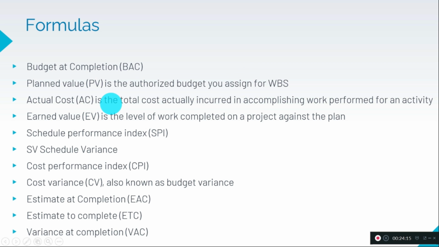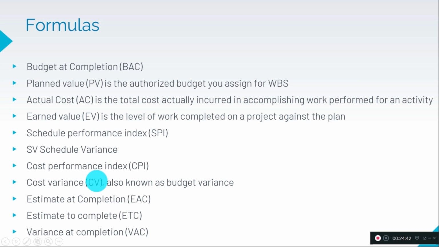Actual cost is the actual cost we have spent for completing the task. Earned value is the level of work completed on the project against the plan. And the schedule performance index and schedule variance will help us to identify whether we are going ahead of or behind the project schedule.